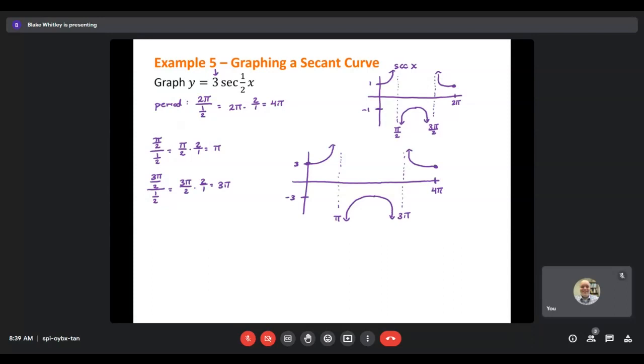So again, to reiterate, the key with these graphs is knowing the parent functions really well. Make sure you know where all the asymptotes are. Make sure you know for tangent and cotangent where those x-intercepts are. For cosecant and secant, make sure you know whether the u's are opening up or down, and what those y values need to be along the y-axis. From there, it's just adjusting asymptotes and x-intercepts based off of any changes in the period and then any shifts that you might have.